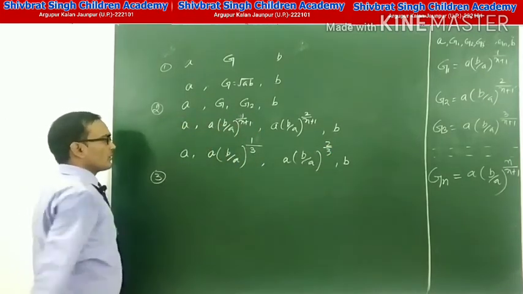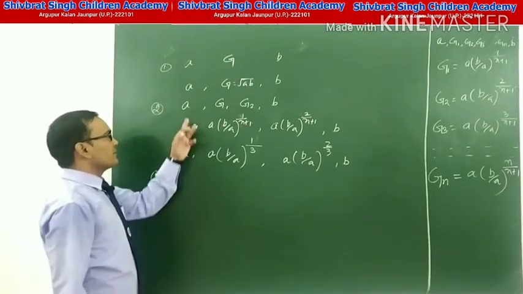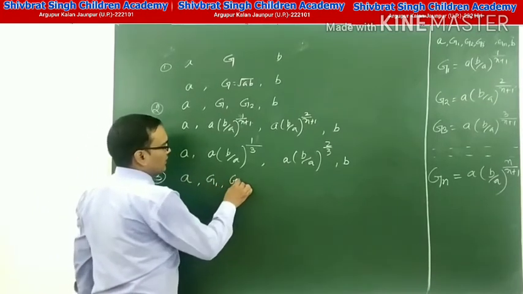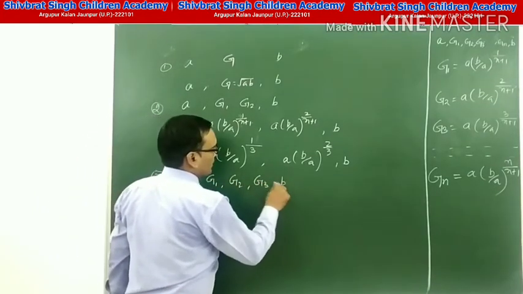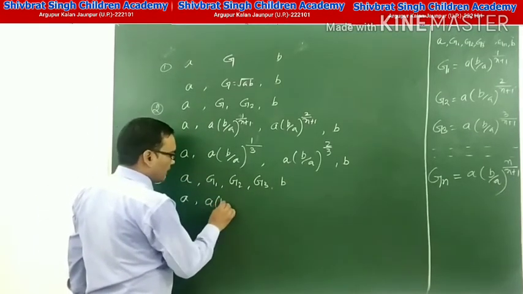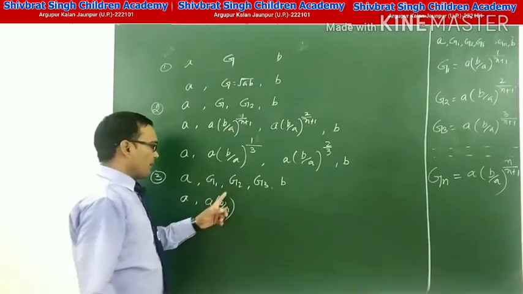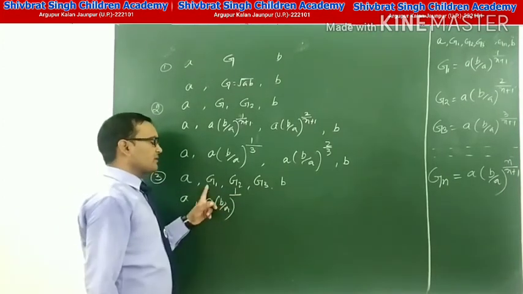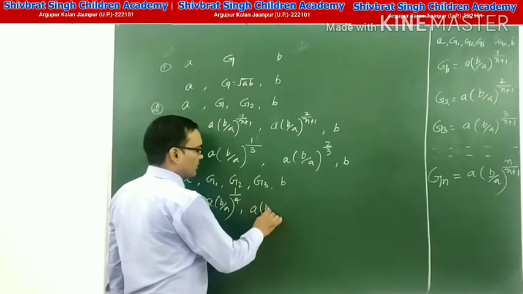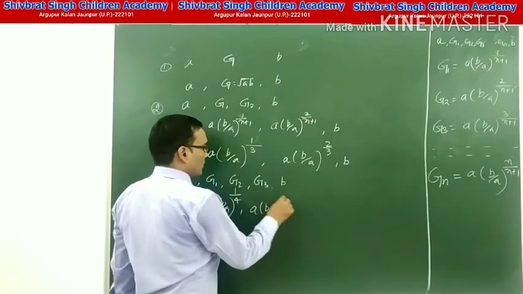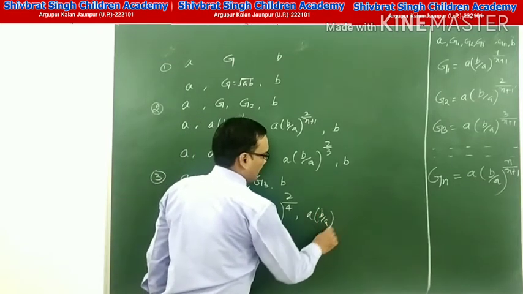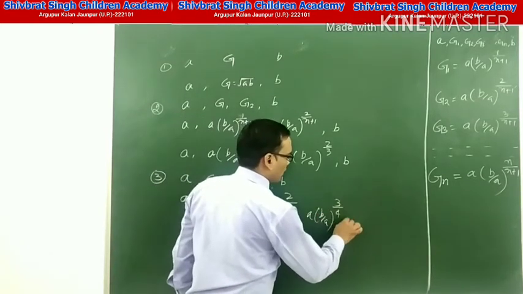Similarly, we can insert three geometric means between A and B: A, G1, G2, G3, B. The value of G1 is equal to A (B upon A) to the power 1 upon n plus 1, where the value of n equals 3, so 3 plus 1 equals 4. Then A (B upon A) to the power 2 upon 4, then A (B upon A) to the power 3 upon 4, then B.